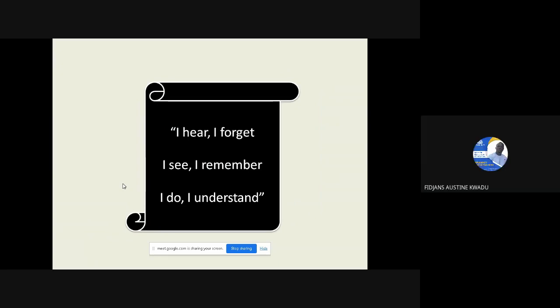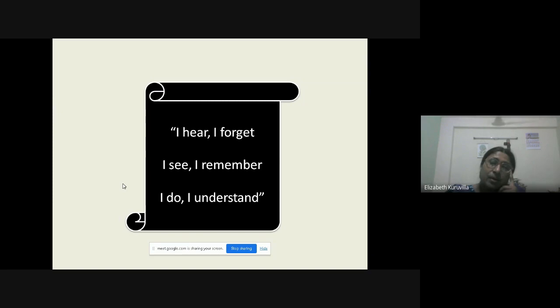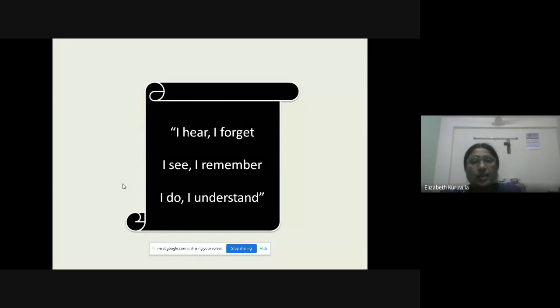The statement says: I hear, I forget. I see, I remember. I do, I understand. So what is important? When we hear, we will forget after some time. When we see, we will remember. And in order to understand, we have to do learning by doing.